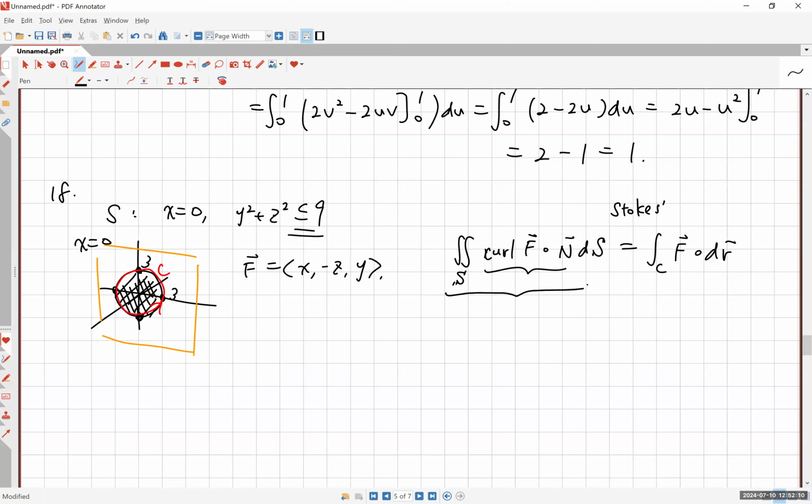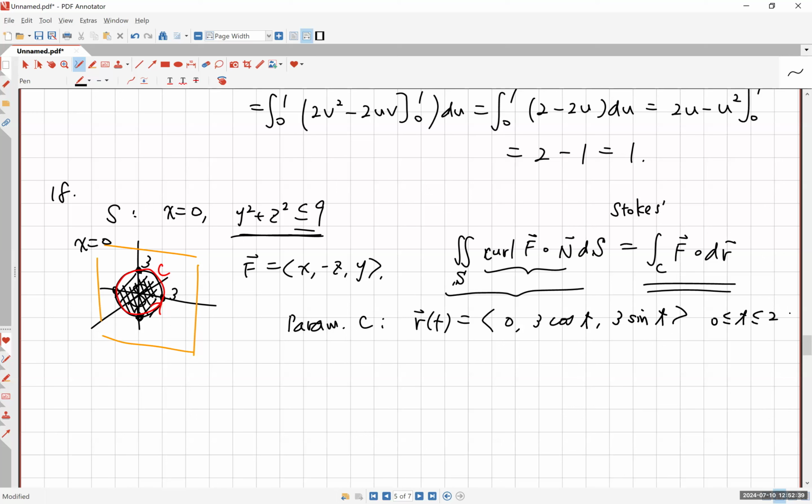Now, using Stokes' theorem, you don't actually have to find the curl of F or parameterize this disk S. What you do have to do is to parameterize C, right? So R of t. Now here, x is 0, and y and z have this relationship. So this is 0, 3 cosine t, 3 sine t. t goes from 0 to 2 pi. That's going to give you the complete circle, the boundary of the disk S. And so that is the good parameterization of the boundary circle C.